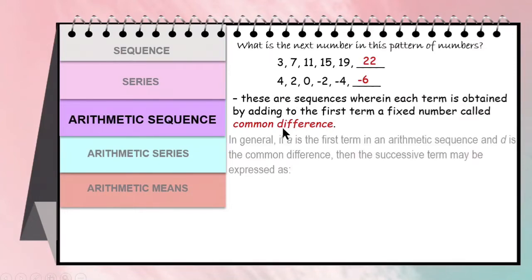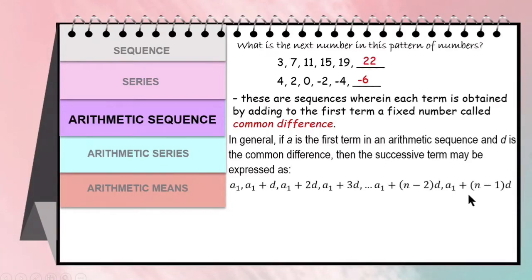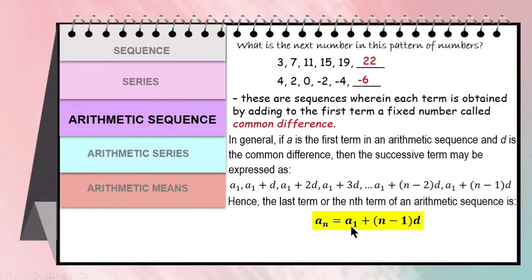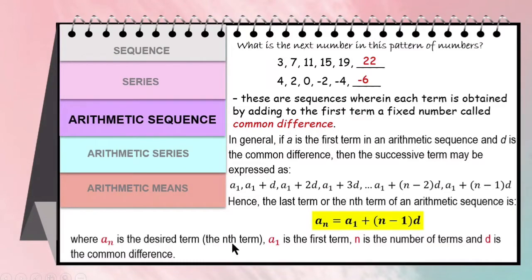In general, if A is the first term in an arithmetic sequence and D is the common difference, then the successive term may be expressed as this expression. Hence, the last term or the nth term of an arithmetic sequence is A sub n equals A sub 1 plus n minus 1 times D, where A sub n is the desired term or the nth term, A sub 1 is the first term, n is the number of terms, and D is the common difference.